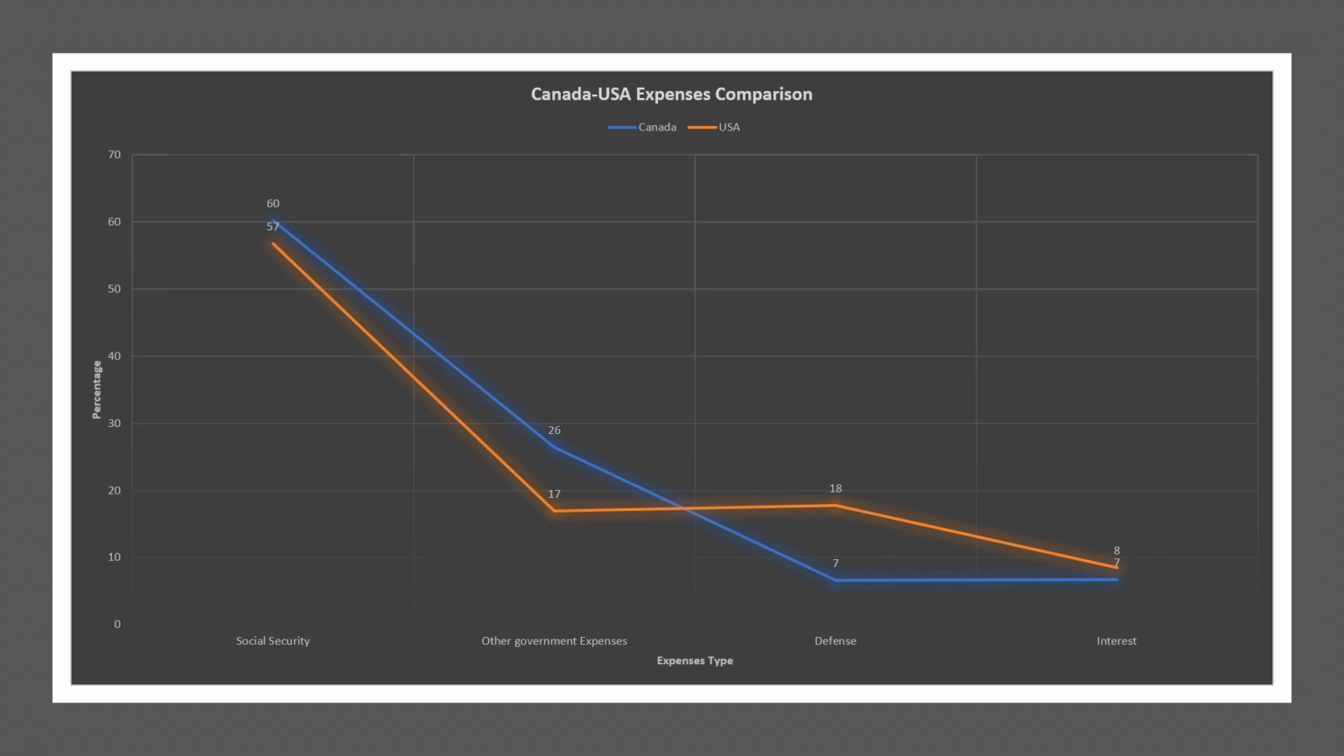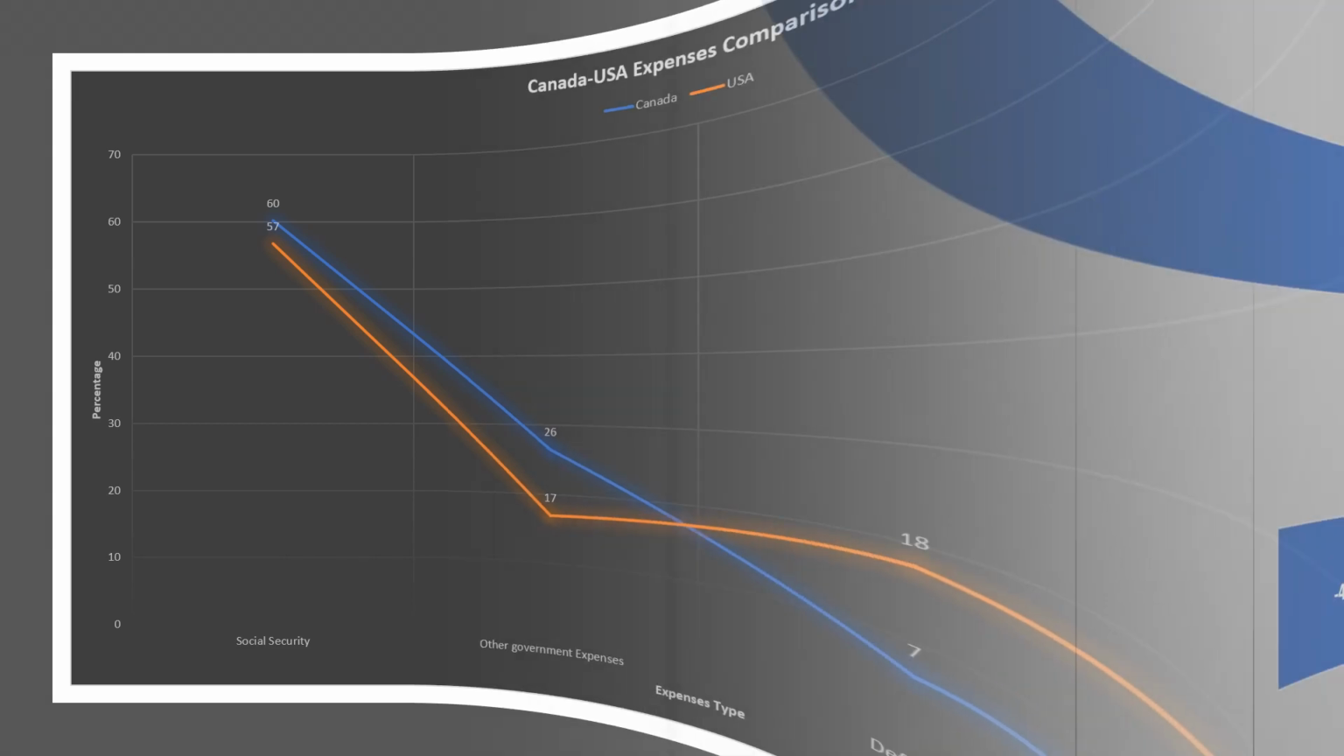However, USA spends more on defense and interest expenses, where its percentages stand at 18 and 8, while that of Canada are 7 in both types of expenses. So in relative terms, Canada appears to be spending more on social security services, while USA can improve its social security spending if it rationalizes its massive defense expenditure that eats a whopping 18% federal resources. Anyway, choice rests with the policymakers.